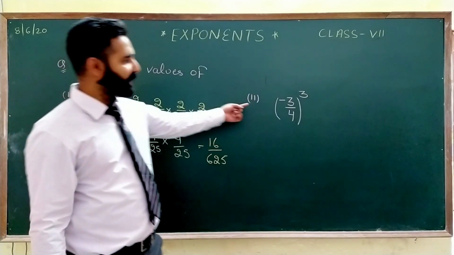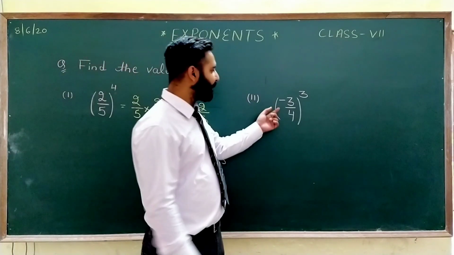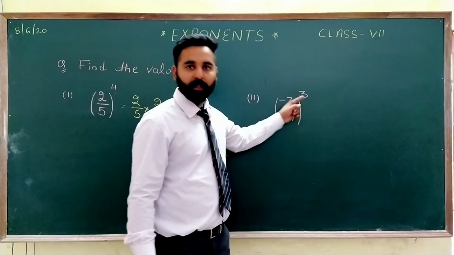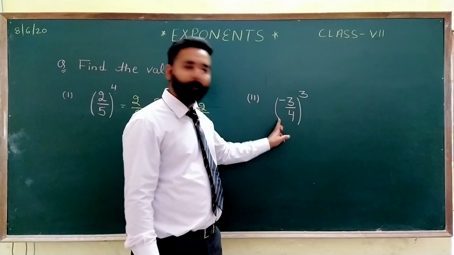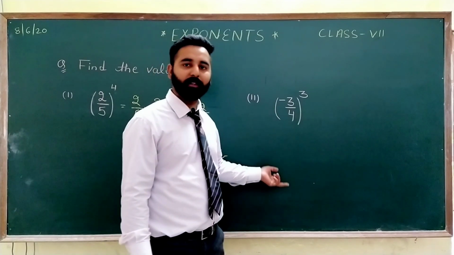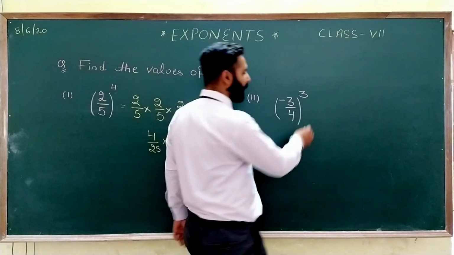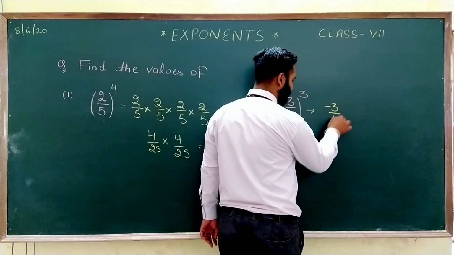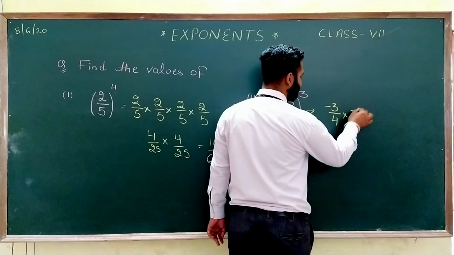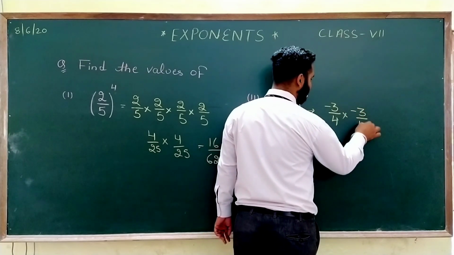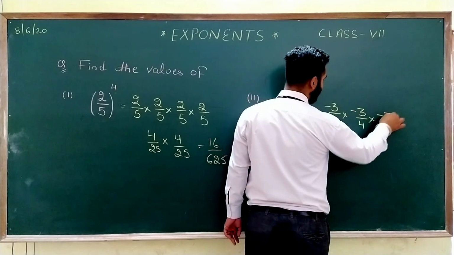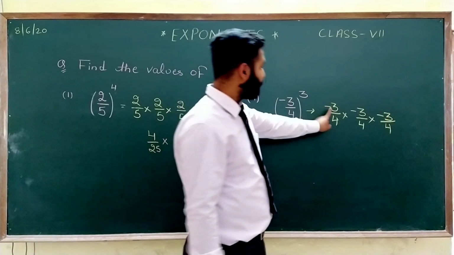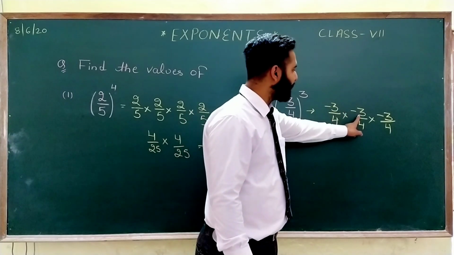In the same way we will see this one. Here we have minus 3 upon 4 raised to power 3. That means minus 3 upon 4 is multiplied by itself 3 times. So we can write it like this: minus 3 upon 4 multiplied by minus 3 upon 4 multiplied by minus 3 upon 4. Now see, minus 3 multiplied by minus 3.